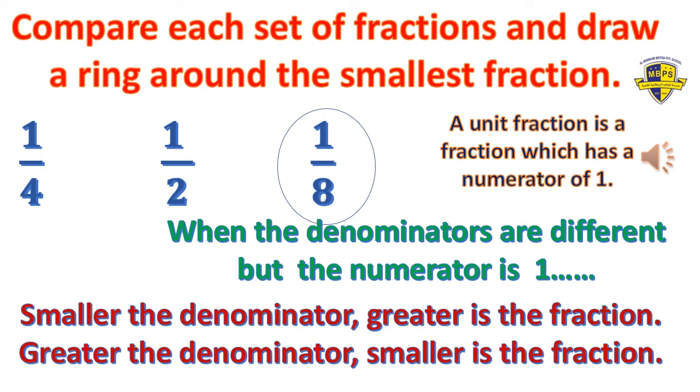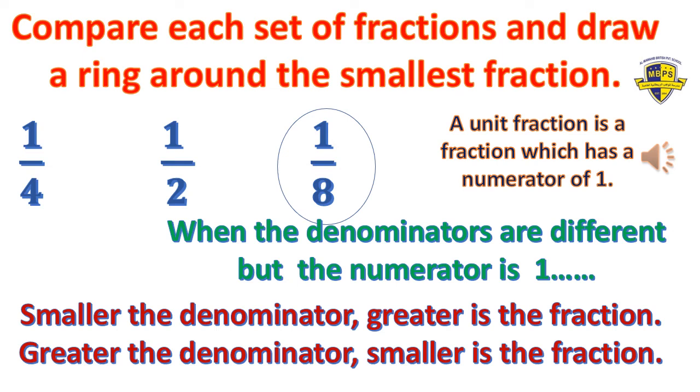Now, students, on this slide, we are going to compare the unit fractions. We saw what is a unit fraction. Let's repeat once. A unit fraction is a fraction which has a numerator of 1. 1 will be the numerator in a unit fraction. Now let's compare each set of fractions and draw a ring around the smallest fraction.